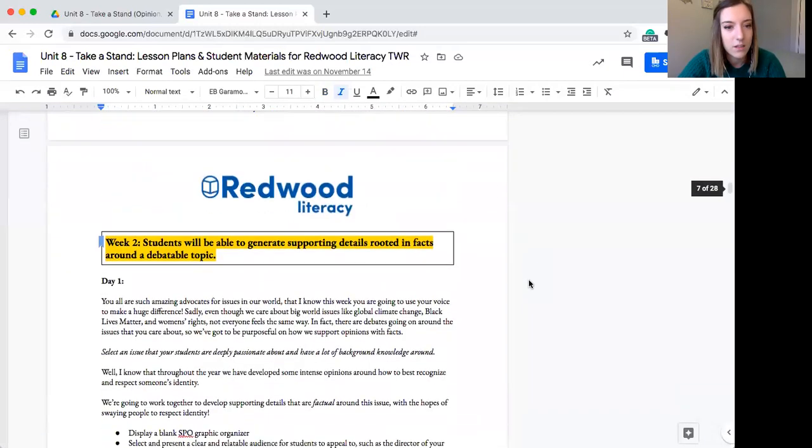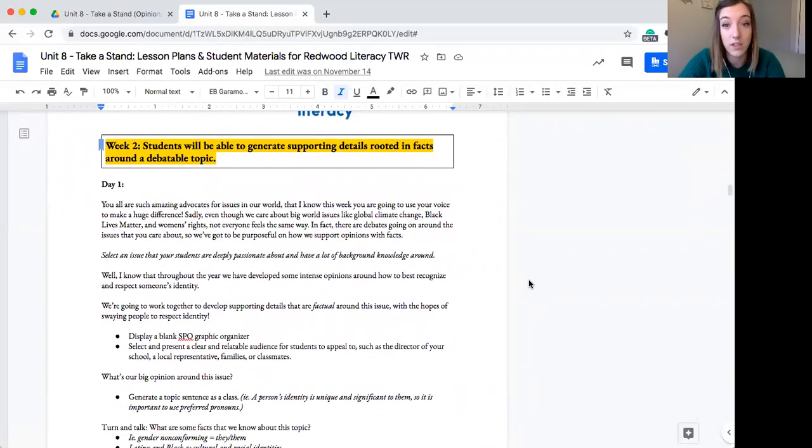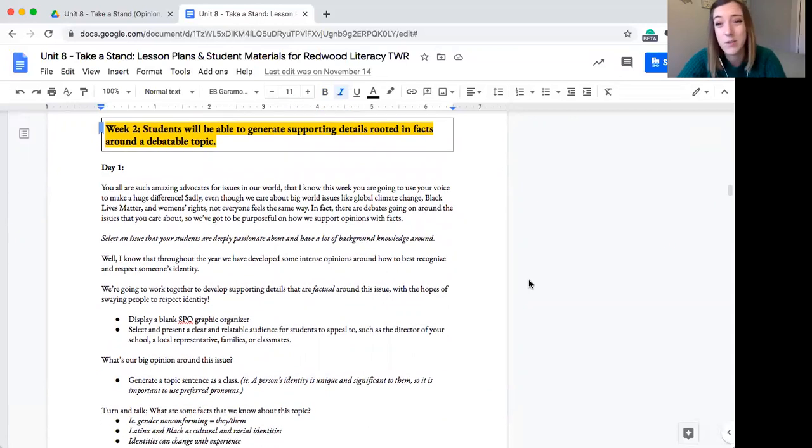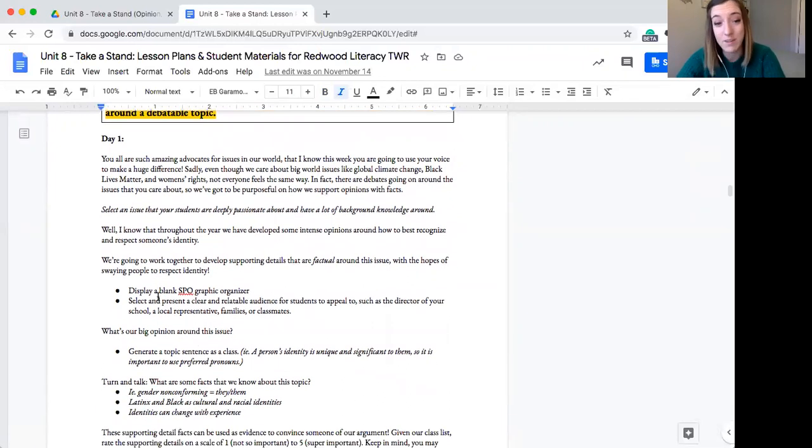Moving along. Taking a look at supporting details. This is something that students have been doing throughout the units. They've got tons of practice. This is just really giving them the opportunity to place an opinion with something. So selecting an issue that your students really care about. If your students are very frustrated around the pollution in the lake, focus in on that content. Give them the opportunity to become passionate about it. And then dive into that SPO.